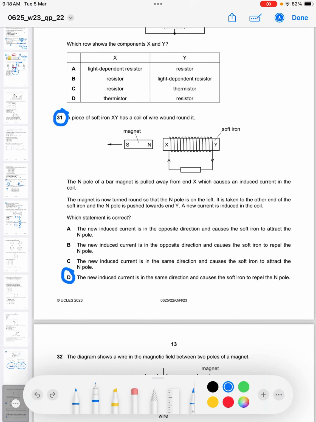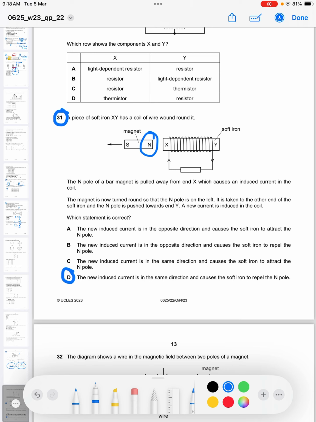Question one says, a piece of soft iron XY has a coil wound around it. The north pole of a bar magnet is pulled away. So we have a north pole here, pulled away from end X, which causes an EMF to be induced in the coil.